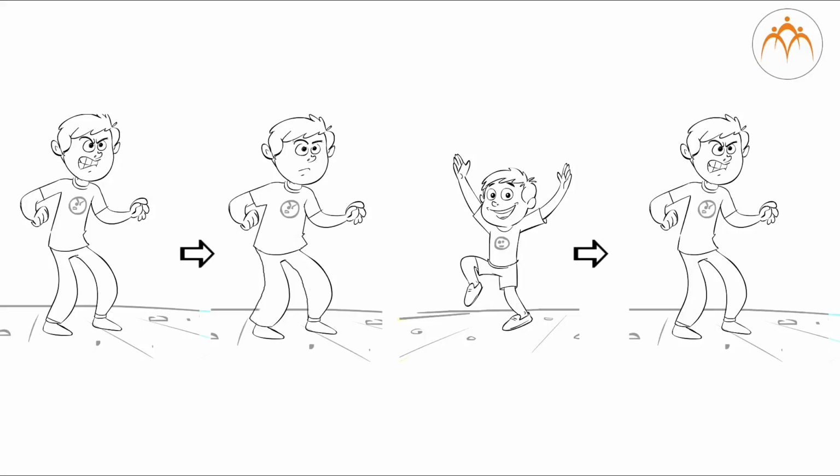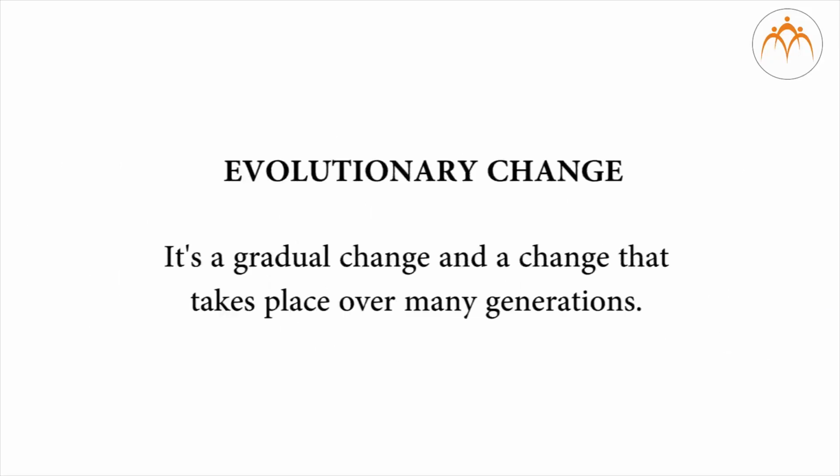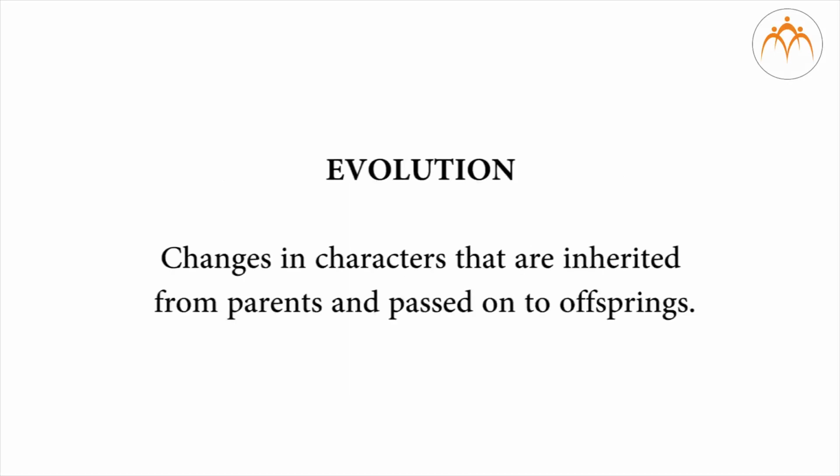For example, Sachin has gained weight and has become angrier over the years. Change in Sachin's behavior and his weight happened during his lifetime, and therefore it is not an evolutionary change. Change that occurs in an individual's lifespan is not evolutionary change. Then what kind of change is an evolutionary change? Evolutionary change is a gradual change, and most importantly, it's a change that takes place over many generations. Thus, when we refer to evolution, we are talking about changes in characters that are inherited from parents and passed on to offspring.